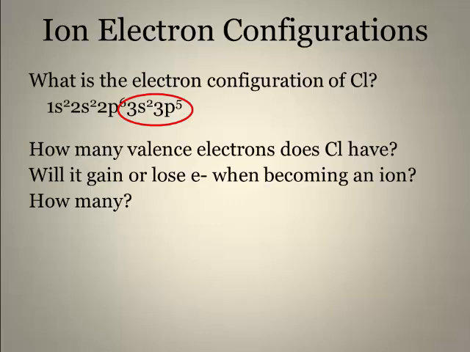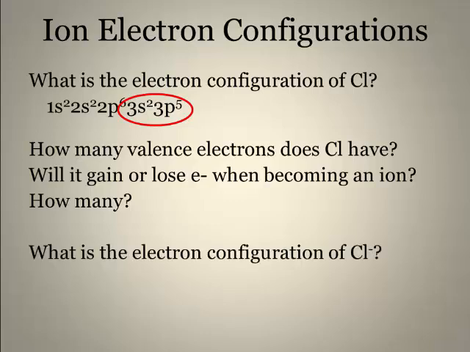Will chlorine gain or lose electrons when becoming an ion? Remember, the magic number is 8. Will chlorine gain 1 or lose 7? Chlorine will gain 1 electron when becoming an ion. So how will that change affect the electron configuration? How will the electron configuration for a chloride ion be different from that of the chlorine atom? Well, if a chloride ion has 1 more electron, then the electron configuration will have 1 more electron in it, giving us 1s2, 2s2, 2p6, 3s2, 3p6.